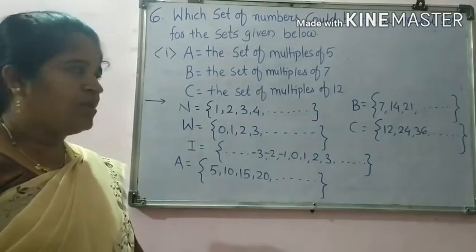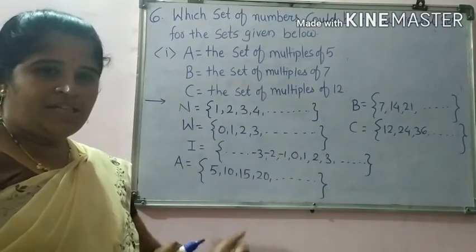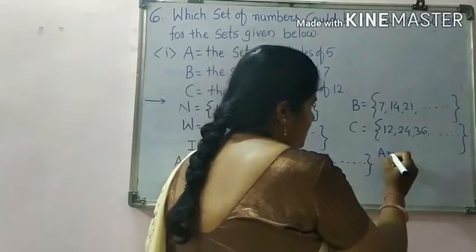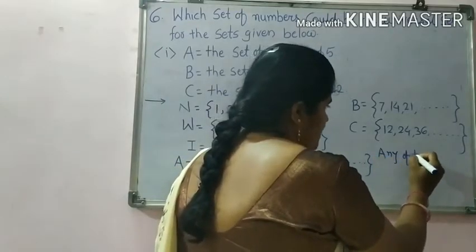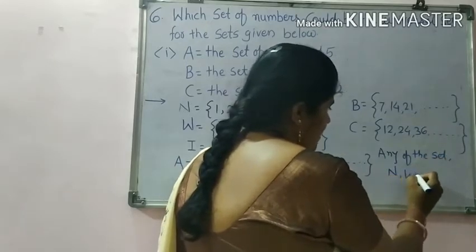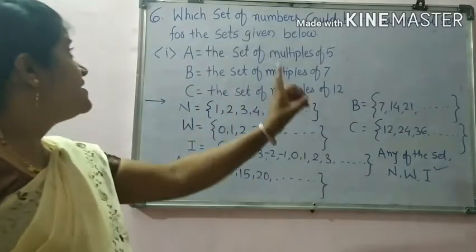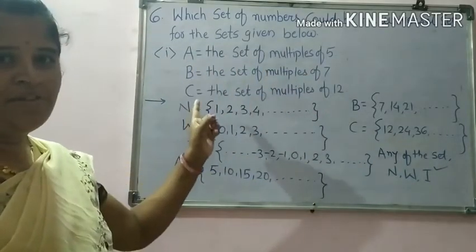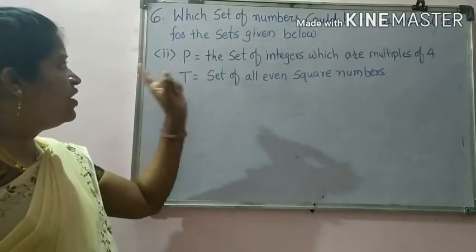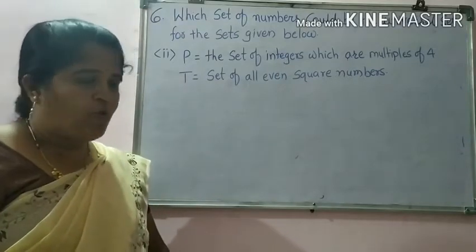That means these are nothing but the universal sets for sets A, B and C. So any of the set of natural numbers, set of whole numbers or set of integers is the universal set for the sets given here. Again, second example is P is equal to the set of integers which are multiples of 4 and T is the set of all even square numbers.